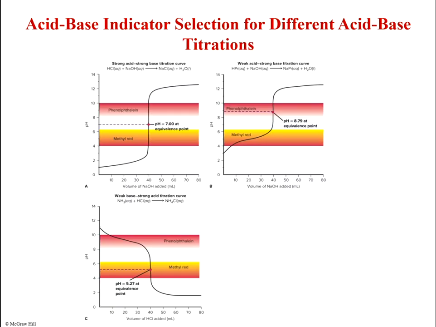Finally, if we have a weak base with a strong acid, you can see in this case, phenolphthalein would do very poorly, whereas methyl red will do a much better job in this case, giving its color change right near the equivalence point, so our reading of the endpoint when the methyl red changes color will work out nicely.